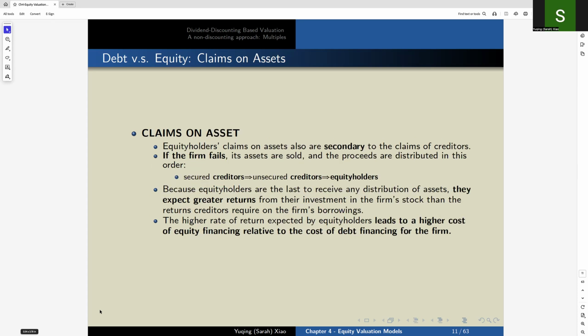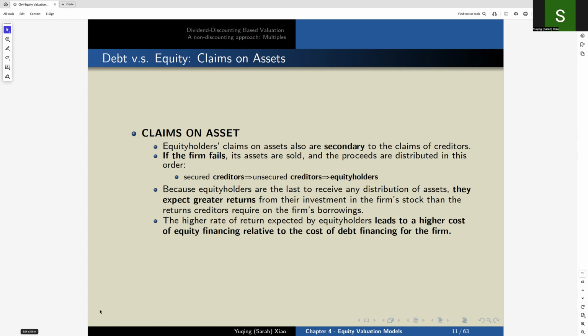To illustrate it further, when it comes to claims on assets, equity holders again take the residual position. If the firm is liquidated, the proceeds will first go to the secured creditors, then unsecured creditors, and only then to equity holders.